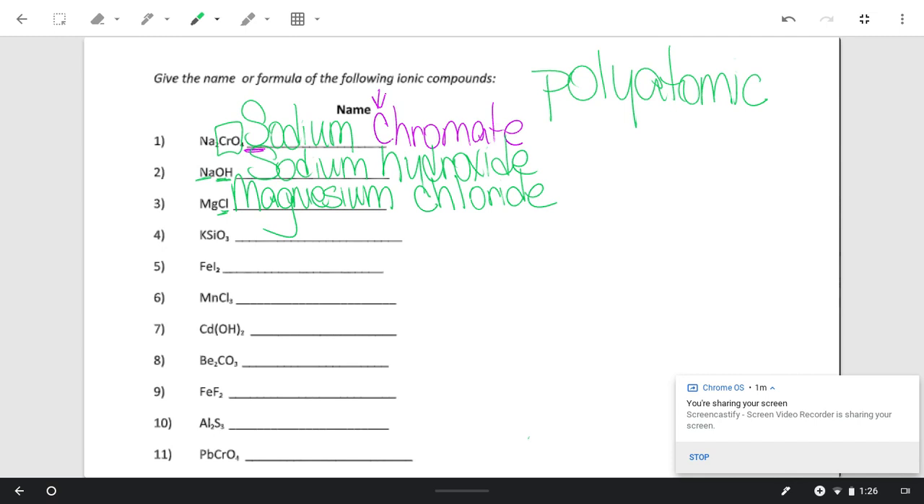Number 4 is one of those exceptions. Again, you see potassium. Let's go ahead and write that. Again, there's two elements acting as the nonmetal. Look that up on your polyatomic worksheet. Unfortunately, this one is not listed for you, so I'll go ahead and give that to you. And that is silicate. Remember, lowercase.